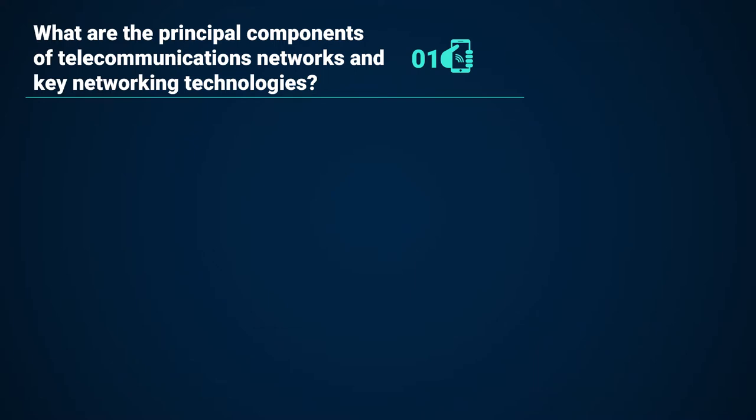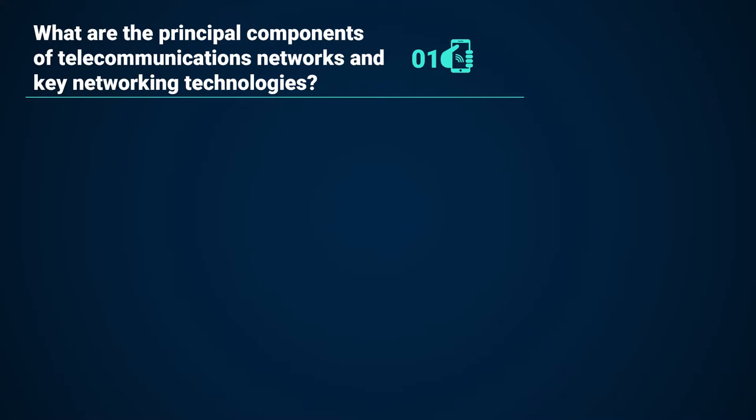So, what are the principal components of telecommunication networks and key networking technologies? If you run or work in a business, you can't do it without networks. You need to communicate rapidly with your customers, suppliers, and employees. Until about 1990, businesses used the postal system or telephone system with voice or fax for communication. Today, however, you and your employees use computers, email, text messaging, the internet, mobile phones, and mobile computers connected to wireless networks for this purpose.